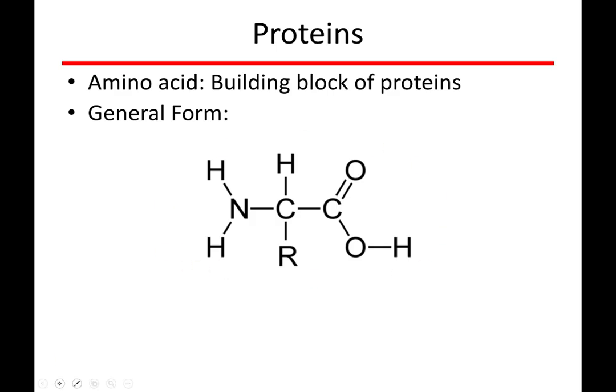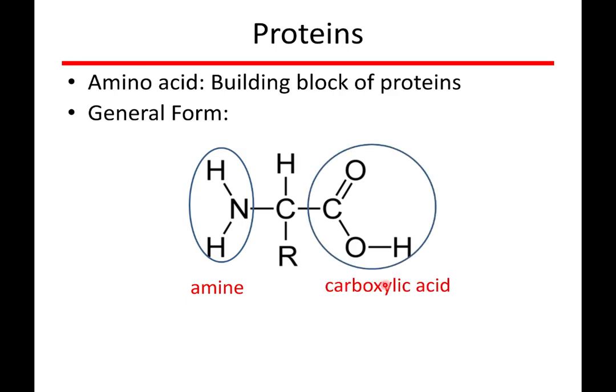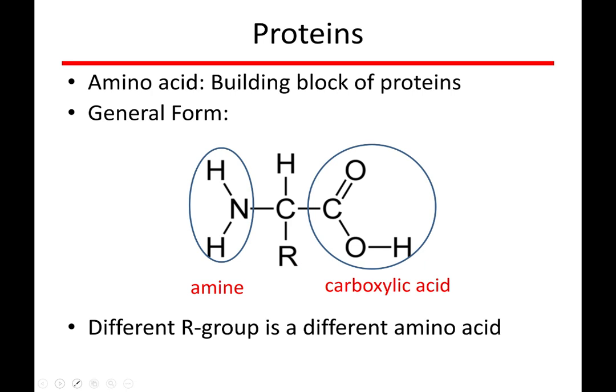And importantly, we get the name amino acid because it contains an amine functional group and it contains a carboxylic acid functional group. So that's where we get amino acid from. And there are going to be differing R groups that are attached to this carbon in the center. And as you change the R group, that's going to change the identity of the amino acid.